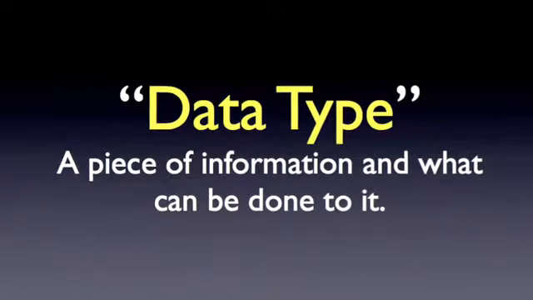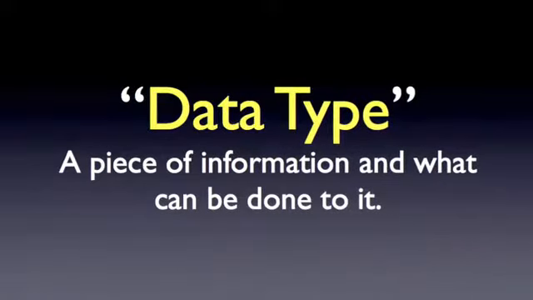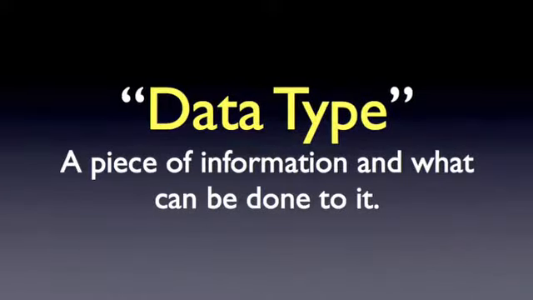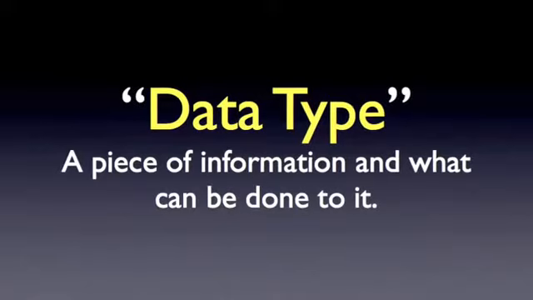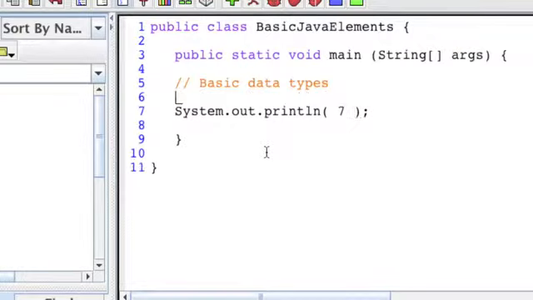So let's take a look at some of the basic data types. I'm going to go with our simple system.out.println program that we did before. I'm going to put the statement in there, and we're just going to print to our main output window, which in this case is going to be the JGrasp console, some different types of output. So first type of output we have is what's called an integer.